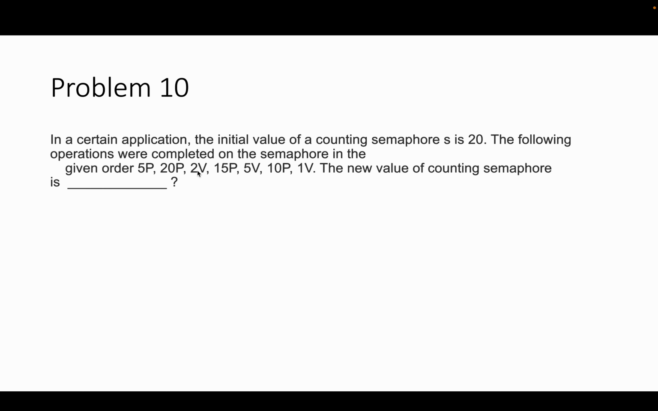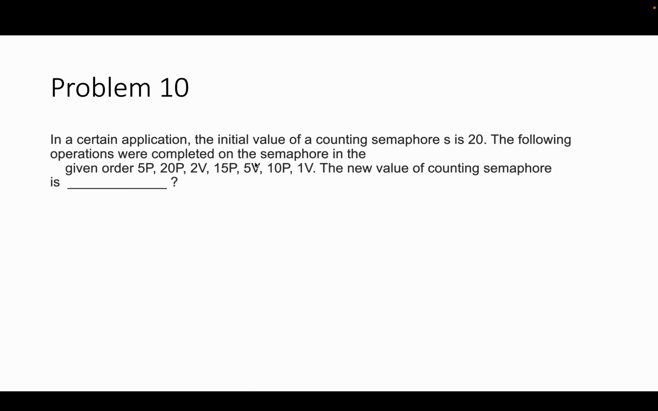Now 2V means two processes released the lock, so you increment the value. The current value is minus 5 plus 2, which becomes minus 3. Now another 15 downs are there, so minus 3 minus 15 becomes minus 18. So the current value here is minus 18.